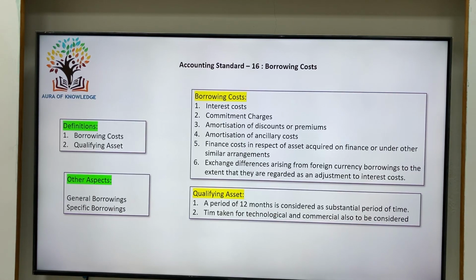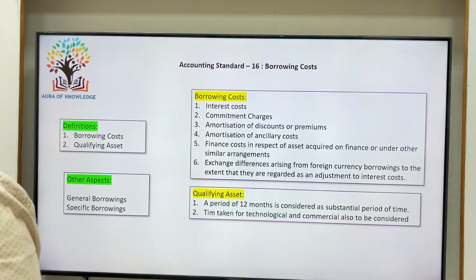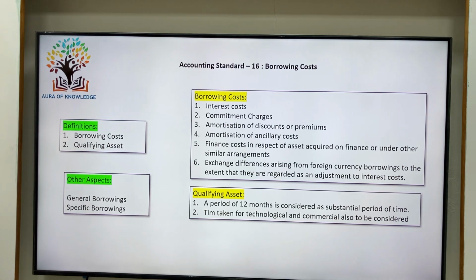In this session, we will learn Accounting Standard 16 Borrowing Costs. The standard defines two terms. One is what is borrowing cost and another one is what is qualifying asset. Borrowing costs are interest costs and other costs which are incurred by an enterprise in borrowing funds. Then what is qualifying asset?